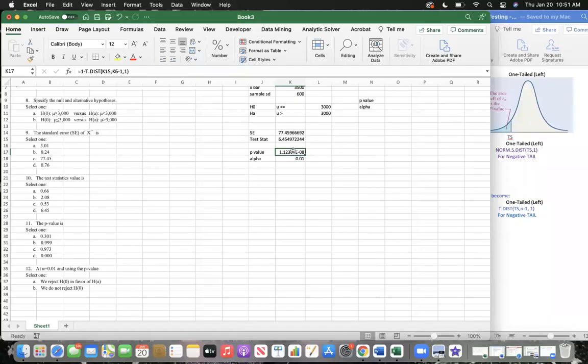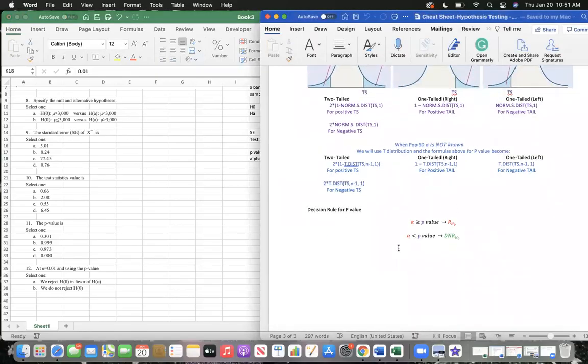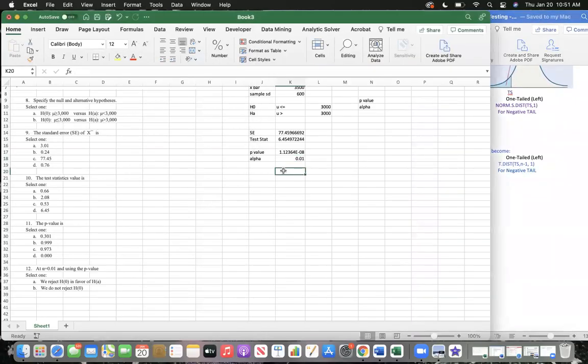So 0 is less than 0.01, right? And this is how we determine if we reject or do not reject. So since our p is less than our alpha, or our alpha is greater than our p, same thing, it means we reject. So our answer here is reject.